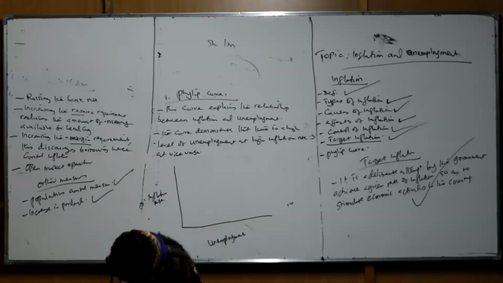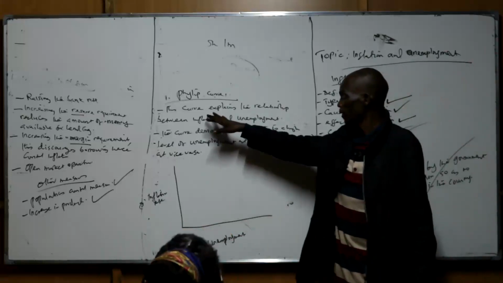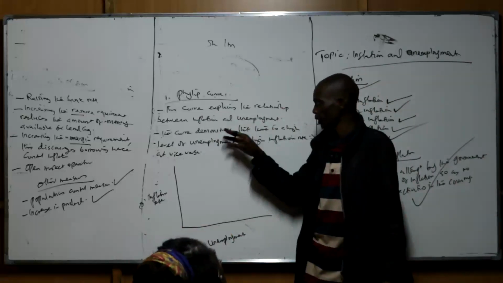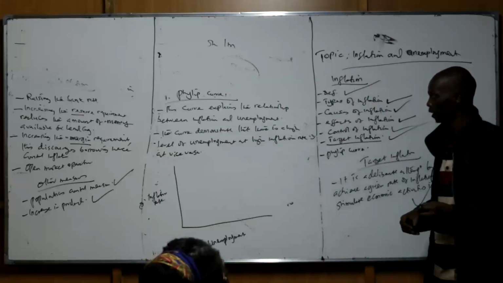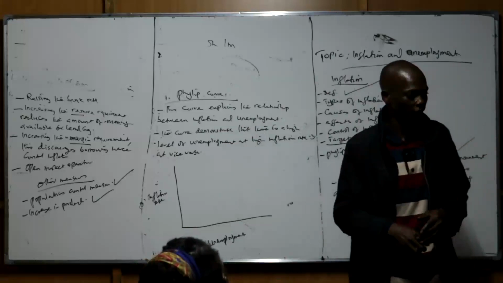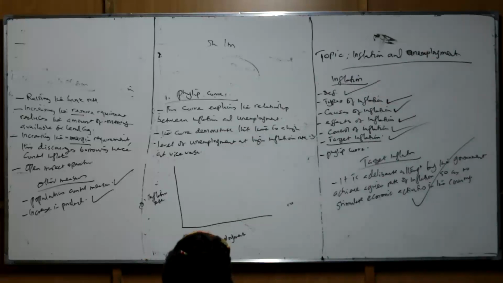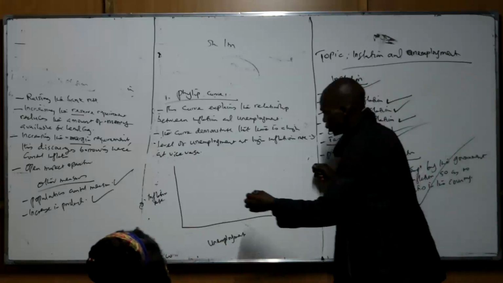So how are we to get up to that point? We are saying this curve explains the relationship between inflation and unemployment. The curve demonstrates that there is a low level of unemployment and a high inflation rate. It was basically explained for the first time by Professor Phillips.